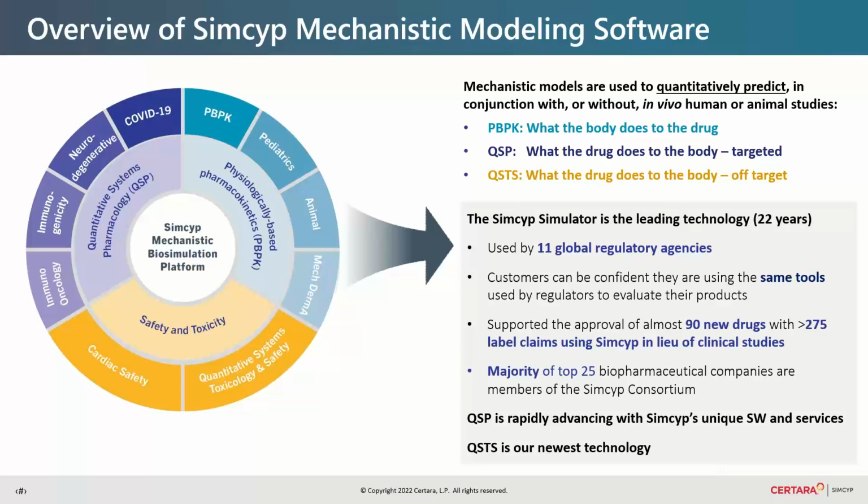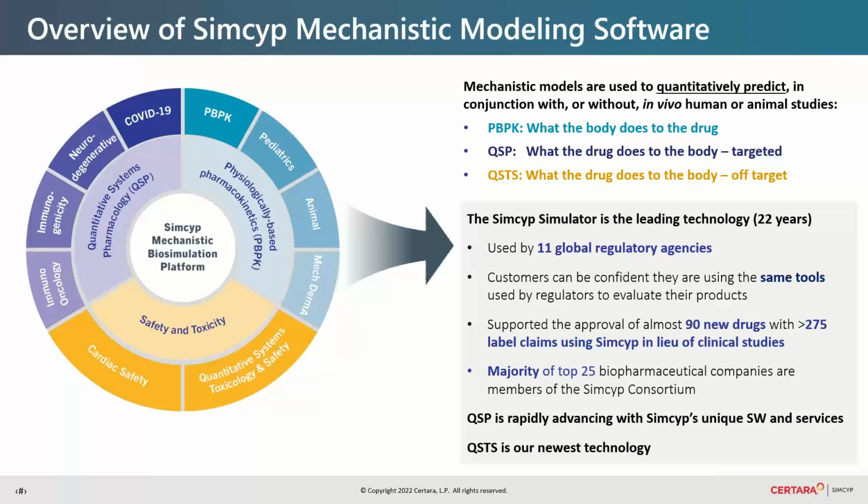The Simcyp simulator is the leading technology for PBPK. It's used by 11 global regulatory agencies, and you essentially can be confident that you're using exactly the same tool as the regulators. It has supported the approval of almost 90 drugs, with more than 275 label claims using Simcyp in lieu of clinical studies.